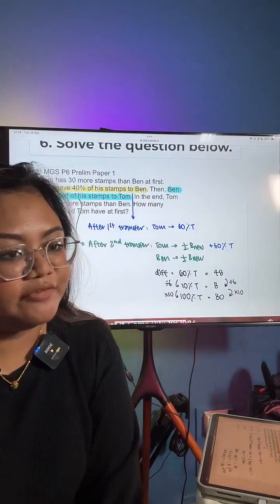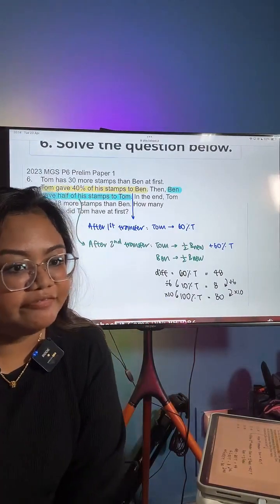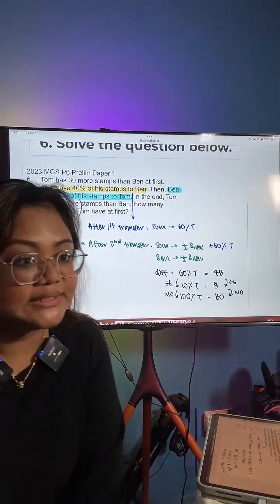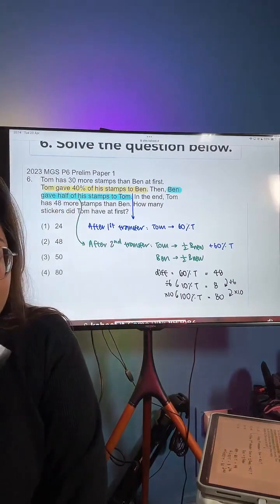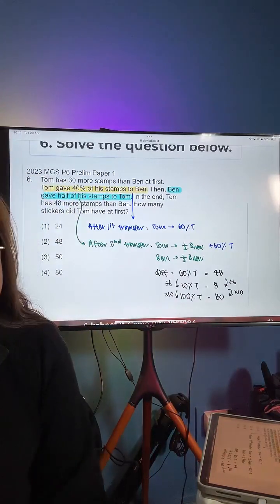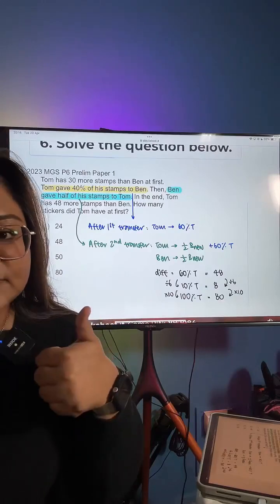So Ben has 50 at first. Yes, somebody asking, yes, that is correct. Tom is the one that has 80 at first. Okay? All good?